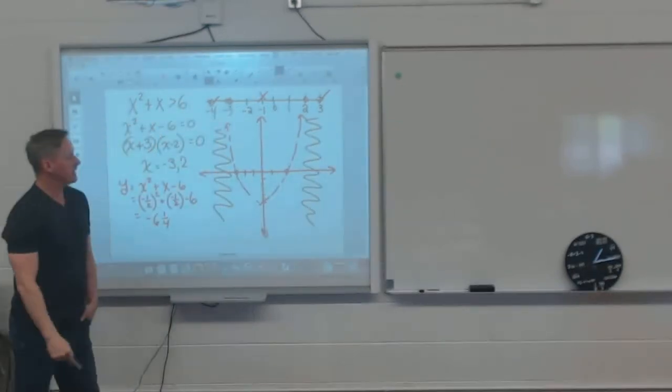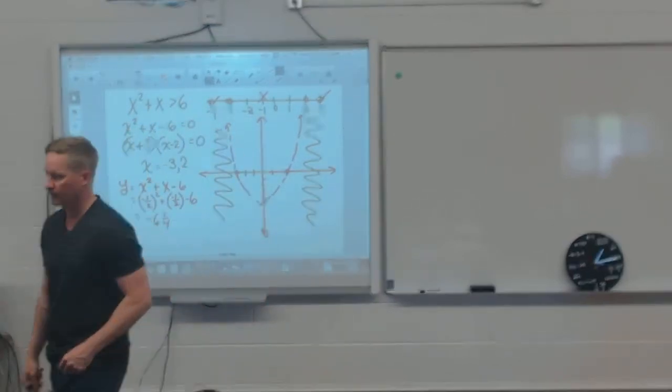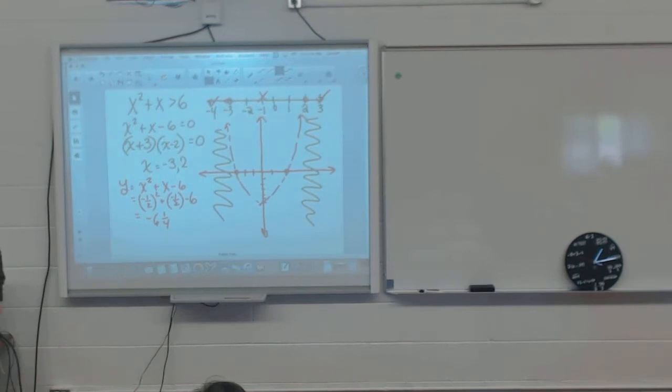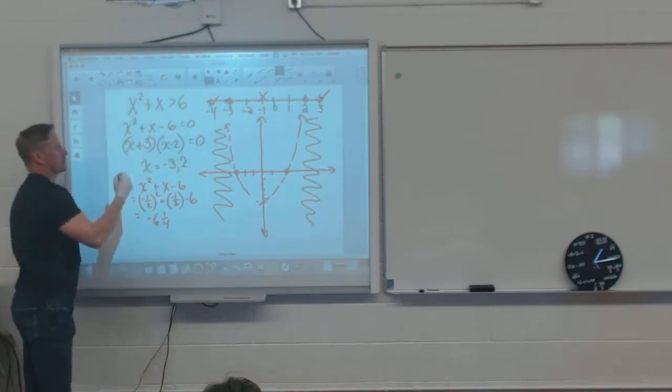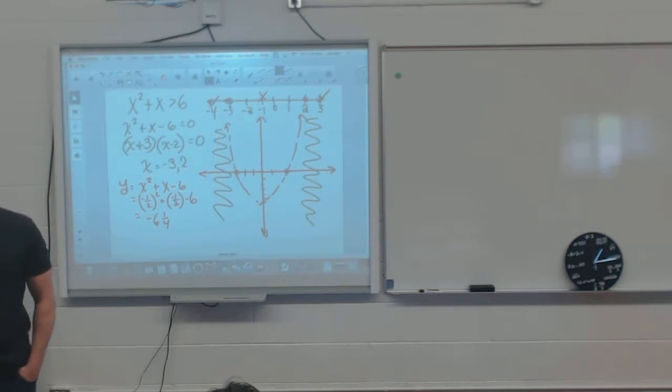Okay. Let's take out your Desmos right now. Use Desmos. And I want you to graph the equation as it's originally written. So x squared plus x greater than 6. And make sure that we've got all of this down.